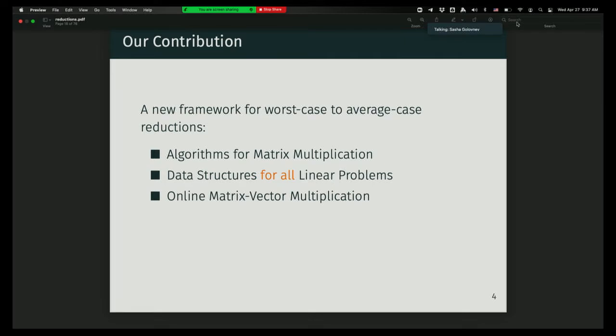Same in the streaming or online setting. There is this problem, online matrix vector multiplication. Here I give you a matrix, say n by n matrix, take reasonable time to preprocess it, and now I'm sending you vectors one by one. Output me the product of this preprocessed matrix with the vector.